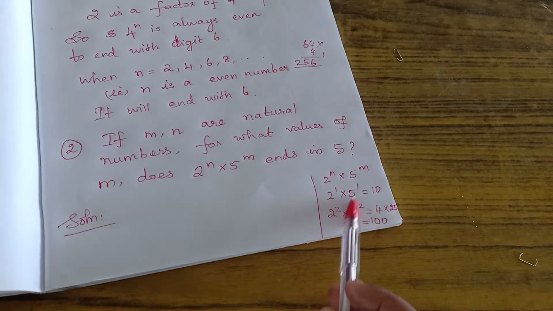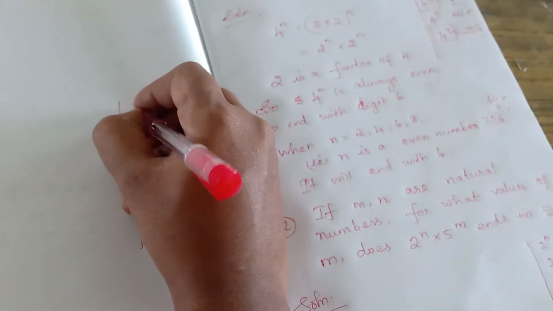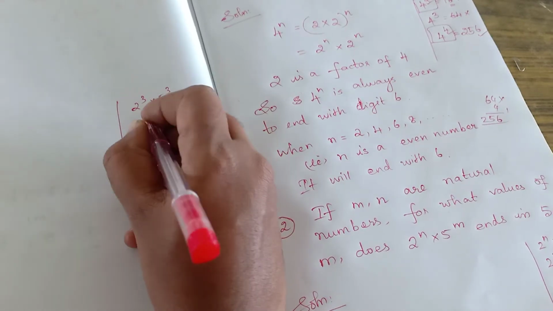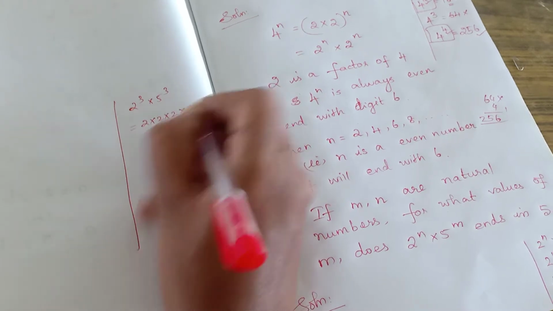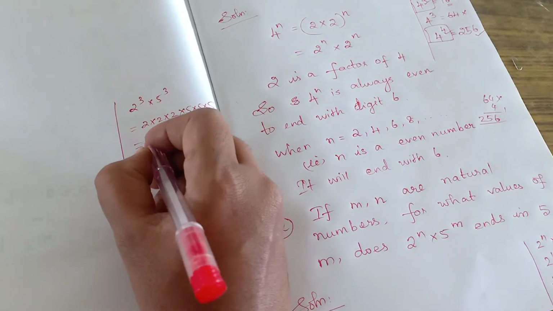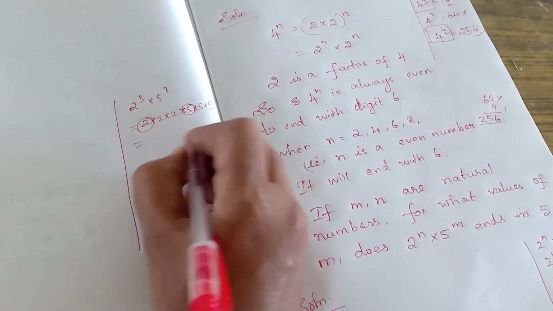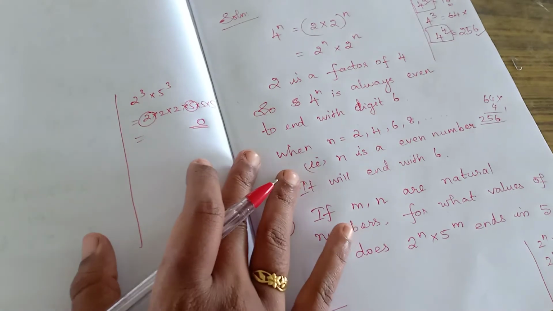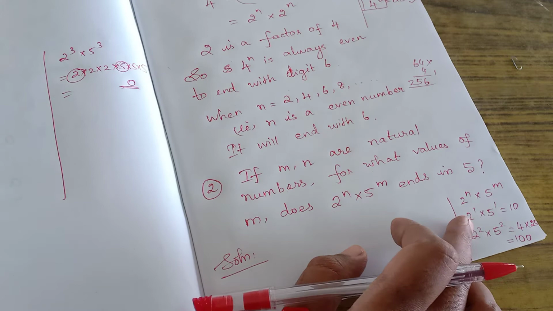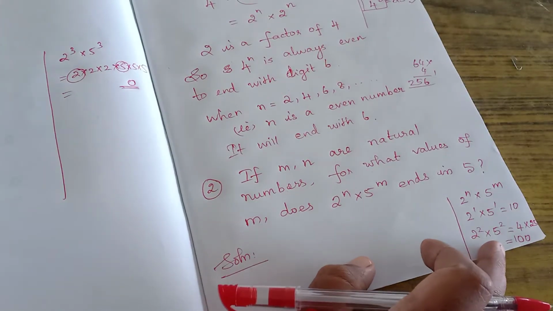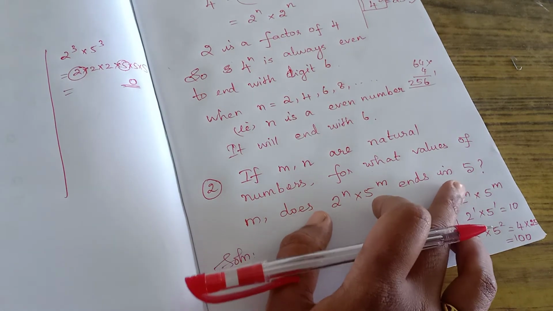So surely 2 into 5 gets 10, no? See the rough work. Suppose 2 cube into 5 power 3 means 2 into 2 into 2, then 5 into 5 into 5. So any one answer, 5 2s are 10, we can combine. So automatically the last digit will come 0 only. It will not end with 5. That is a practical example. When m and n are natural numbers, 5 2s are 10. In every case the 5 and 2 will come, so the last digit will come 0 only, not 5.